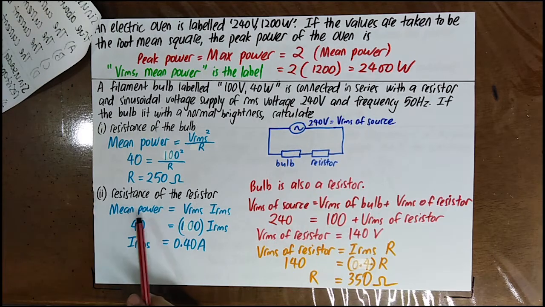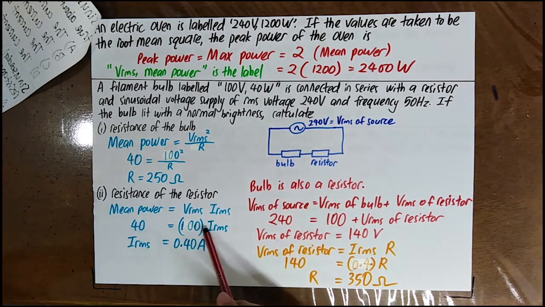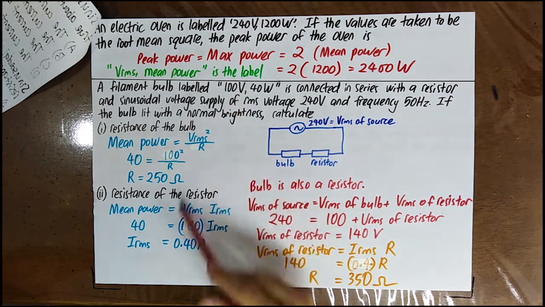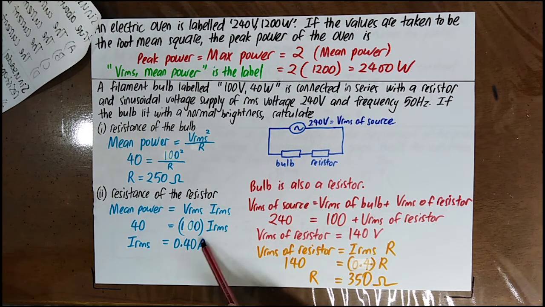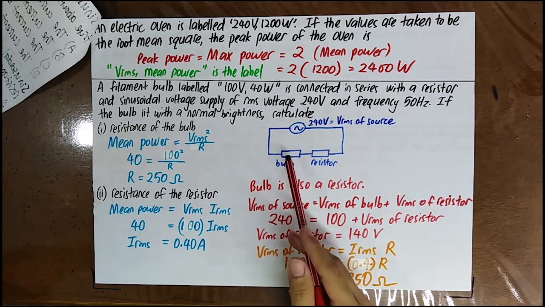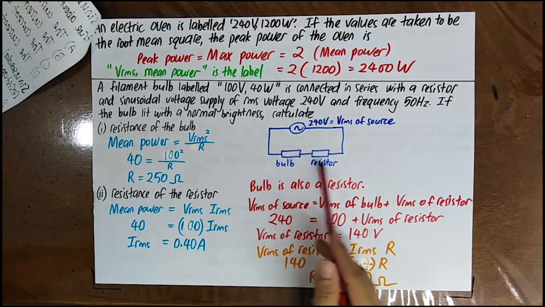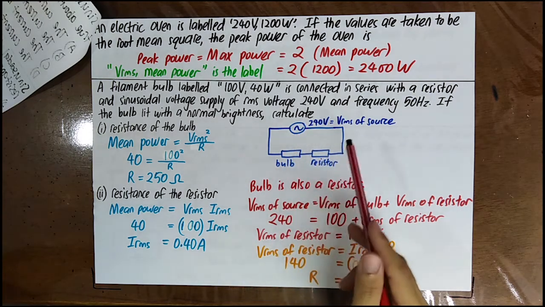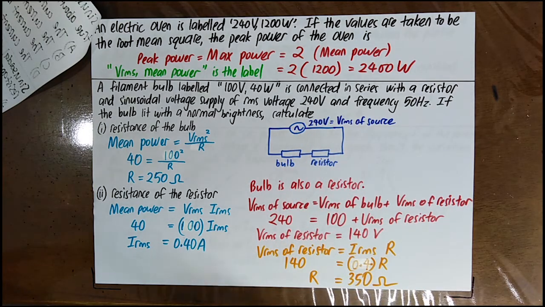You know the mean power of the bulb is 40 watt, and you know the VRMS across the bulb is 100 volt. So you can know the IRMS, and the root mean square current is 0.4 ampere. Because they are all connected in series, the current of the source, the current through the bulb and the current flowing through the resistor are the same. They are all 0.4 ampere. And then the VRMS of the resistor is 140. It is equal to IRMS times the resistance of that resistor. So you can know the resistance of that resistor as 350 ohm.